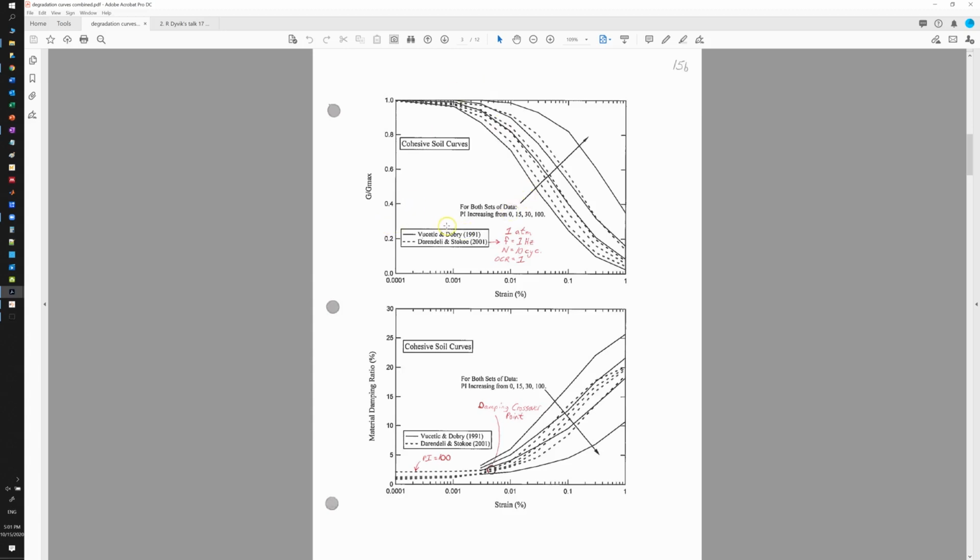But anyways, this is his work to come up with those clay curves, both shear modulus, represented as G over G max, and also the damping ratio curve. And this Darendeli and Stokoe 2001 curve, those are empirical models. We talk about empirical models.